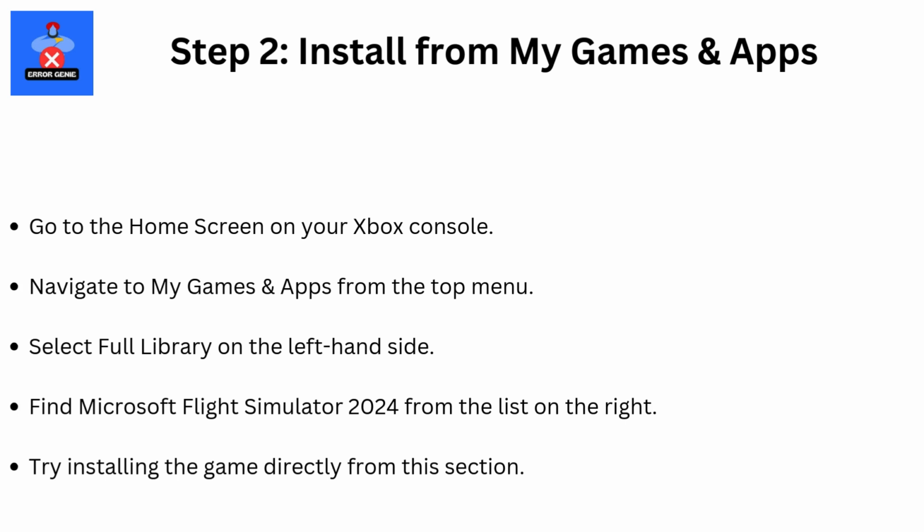Step 2. Install from My Games and Apps. Go to the home screen on your Xbox console. Navigate to My Games and Apps from the top menu. Select Full Library on the left-hand side. Find Microsoft Flight Simulator 2024 from the list on the right. Try installing the game directly from this section.